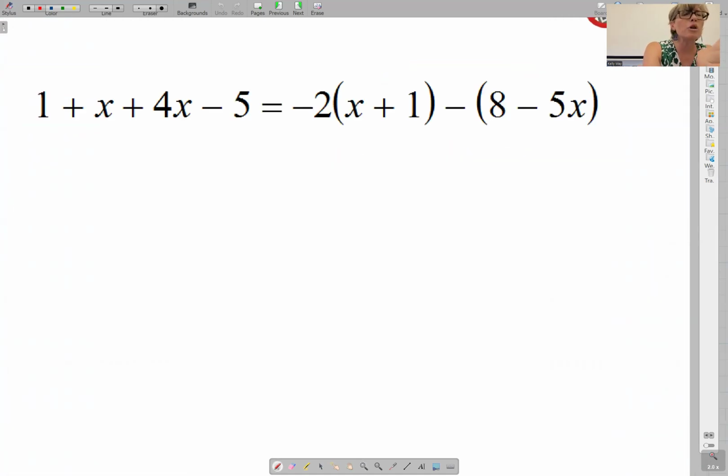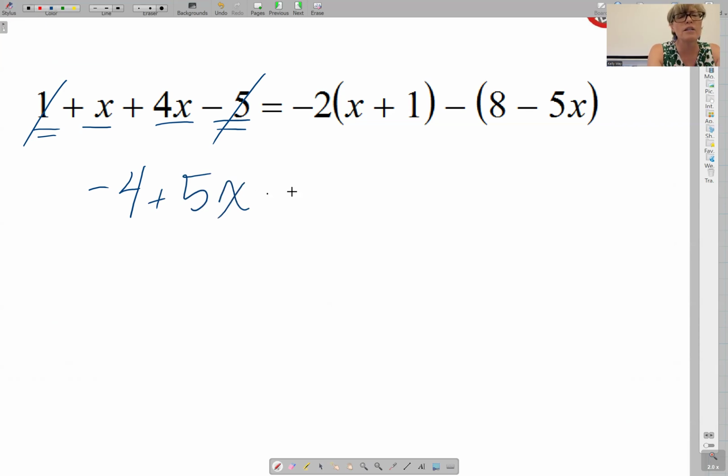So on the left, we're going to collect like terms. I'm going to underline my variables, double underline my numbers. That's 1 minus 5, that's -4. I like to cross stuff out as we do it. 4 plus x plus 4x is 5x.